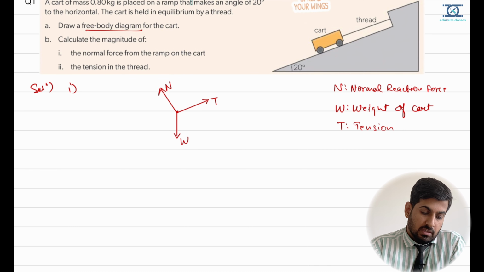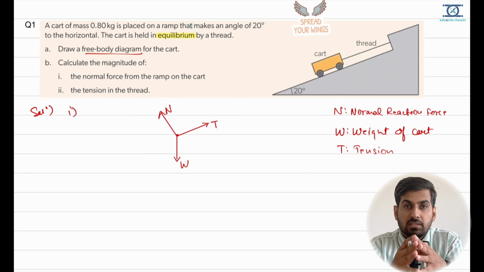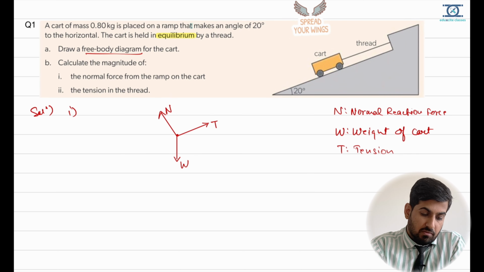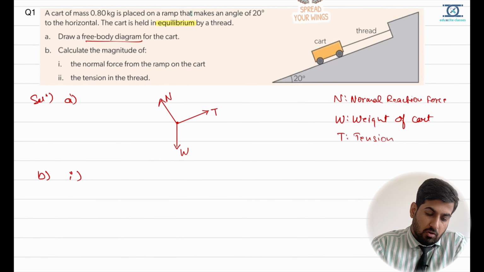Now it is mentioned that the cart is in equilibrium. This term equilibrium is very important. Equilibrium in forces represents that the net force acting on the object that we have considered is 0. That means the horizontal and the vertical components of the forces are balanced. So using this we can find out the magnitude. This was the A part. So for the B part, first I can find out the normal force.